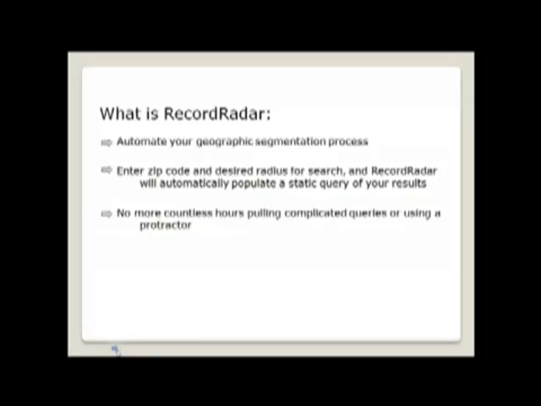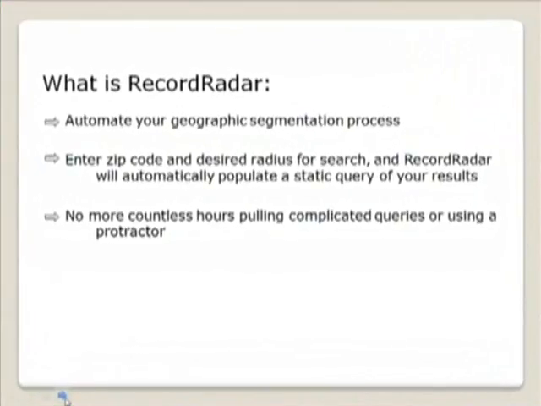It automates the geographic segmentation process. So it provides you the ability to enter a zip code and a desired radius around that zip code, and then it will automatically populate a static query in the Razor's Edge for you of all your constituents within those parameters. So where you might be spending countless hours to pull those complicated queries using a protractor or maybe even another application, it now is very quick and easy to do using Record Radar.